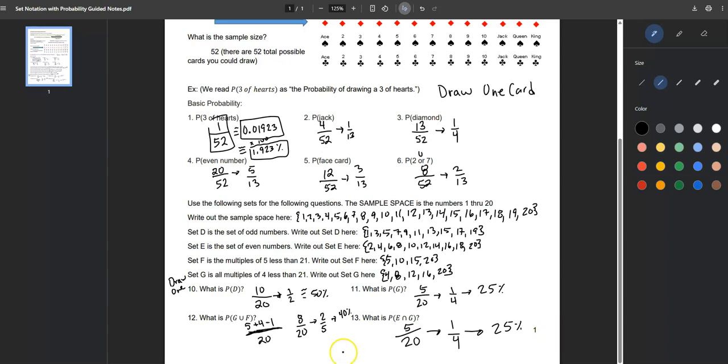So you've got to be careful with 12 and 13. 12 is the or, the union, and 13 is and. Make sure you're very clear with what you're doing there with those ones.